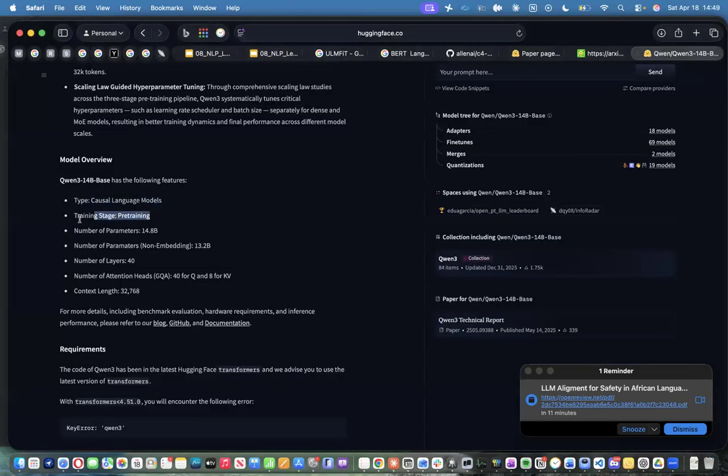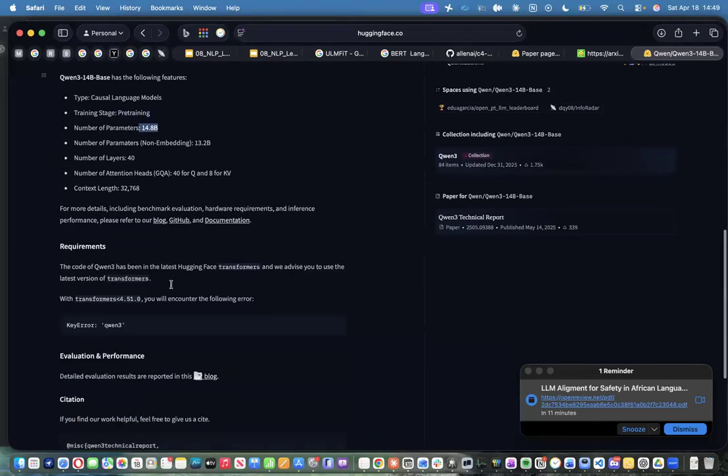And you can see the training stage: pre-training. Pre-training is when you have a very massive amount of data and you create a language model. That is called pre-trained. So the number of parameters, the number of layers, the number of attention heads and context length, this is basically what it is.